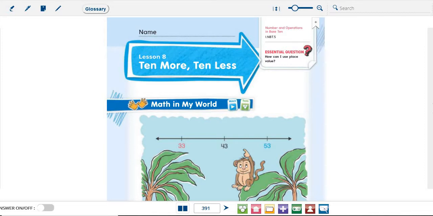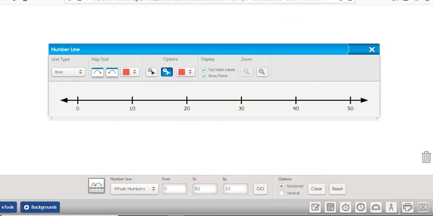Our lesson today is 10 more, 10 less. Let's start it. In this chapter, you have learned how to skip count by 10. So, if you start with 0 and you would like to skip count by 10, the next number is 10, and then 20, 30, 40, and 50. You can skip count to 60, 70, 80, 90, and 100.